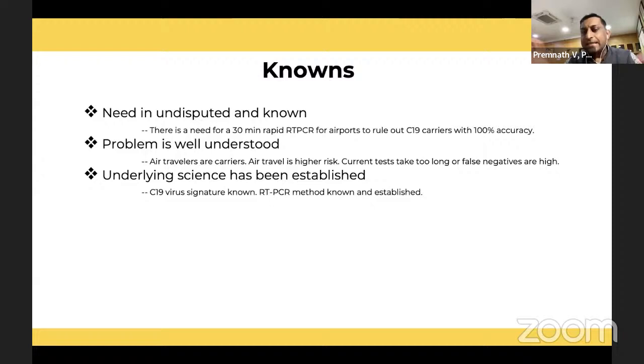So the underlying science has also been established, right? Most technology and innovation financing schemes will not fund you for doing science, okay? For establishing the science, they're only funding you to do de-risking, right? So you want to show that the underlying science is established. So we know that the COVID-19 virus signature is known, the RT-PCR method is known and established, and so on and so forth, right? These are the knowns.